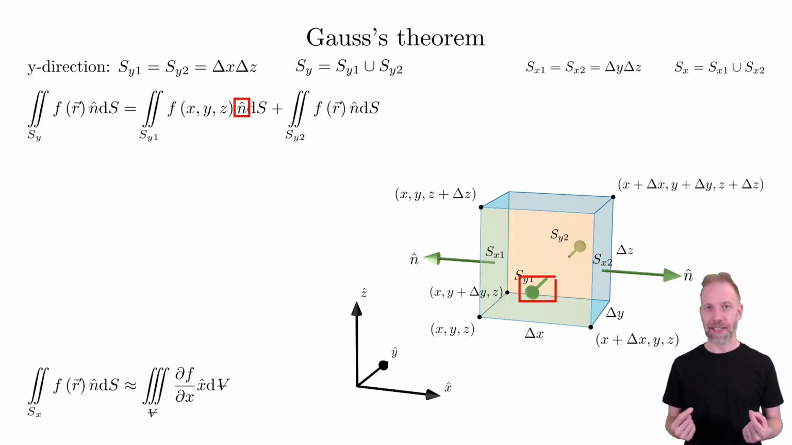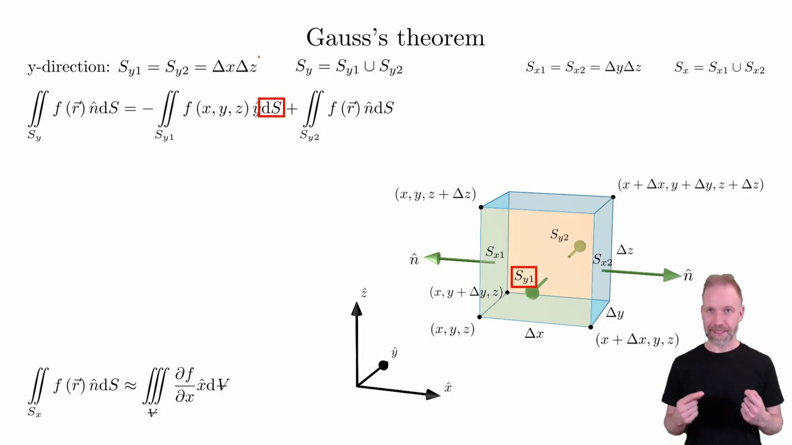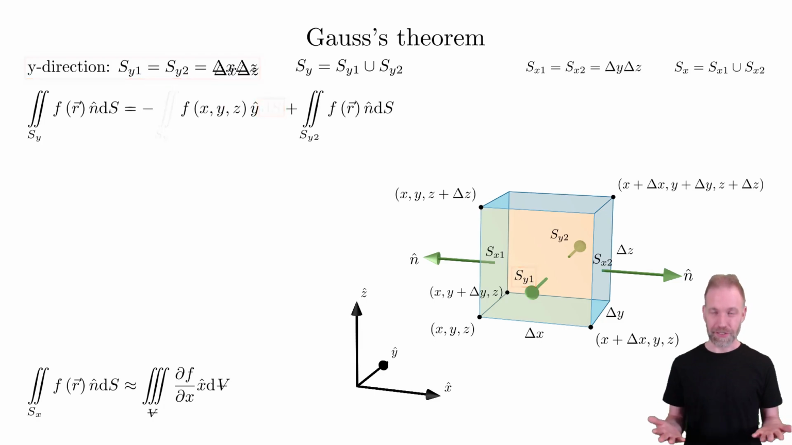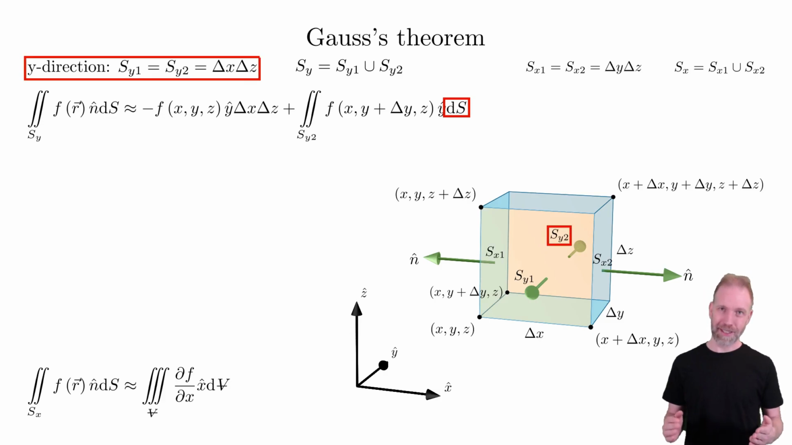Normal vector is minus y hat. Surface element is delta x delta z. Drop the integral and multiply with the surface. The position vector for the second surface should be the corresponding corner on that surface. N hat is positive y hat. Surface element is delta x delta z again.